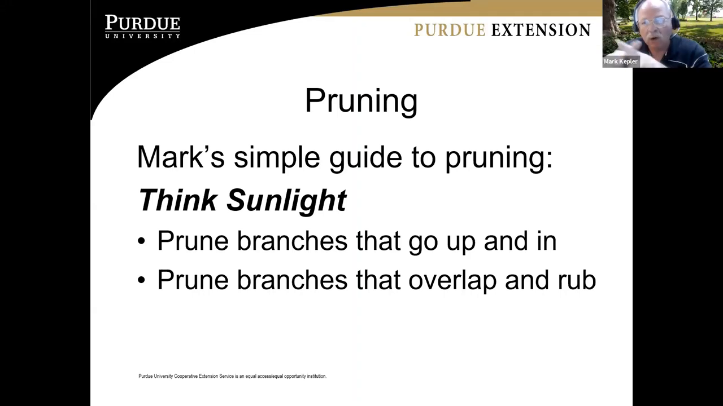Any branches that overlap and rub, come off. Any branches that overlap, where one hand and my other hand, and if you take a look at my hands here, this one here is getting shaded by this one. One of those needs to go. I don't know which one. You have to make the decision, but you have to figure out which one needs to go. So if I do up and in, overlap and rub, prune them off.